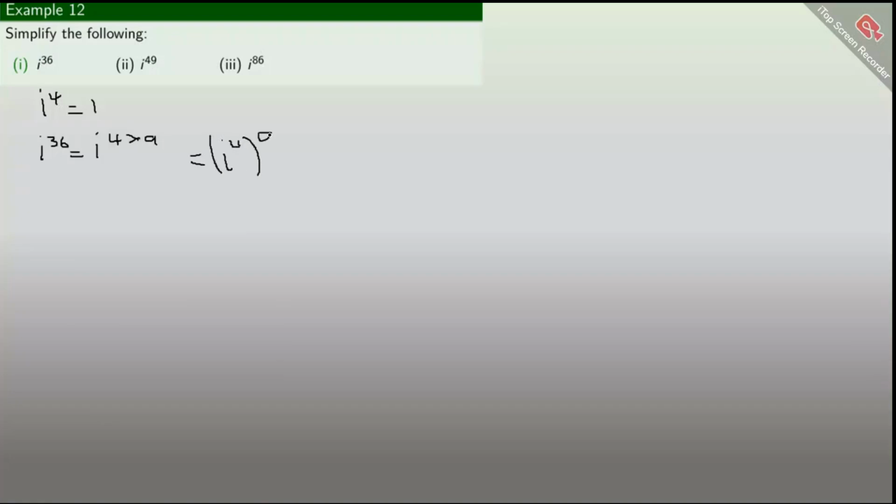Now, I know that this expression is the same as i raised to the power 4, then open brackets, 9. I know that when i is raised to the power 4, it is actually equal to what? 1. So it will be 1 raised to the power what? 9. And this is going to give us what? 1. Very simple to simplify. Let's go to the next one.